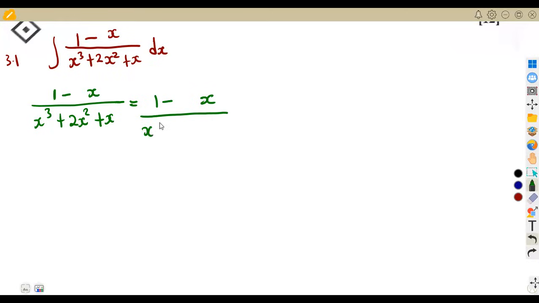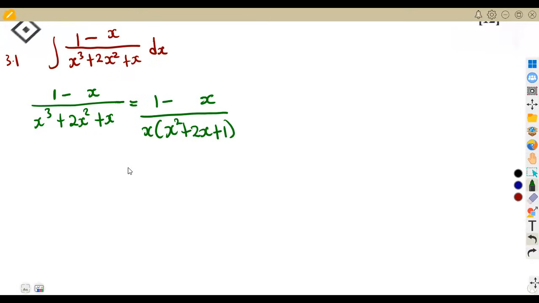If we factor out x, which is our highest common factor, we divide x cubed by x, which gives x squared. 2x squared divided by x gives us 2x. x divided by x gives us a 1. This is what we are obtaining.